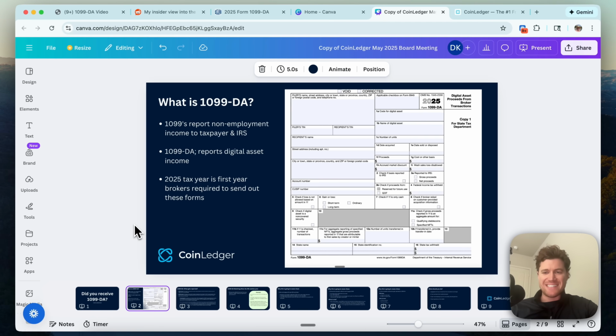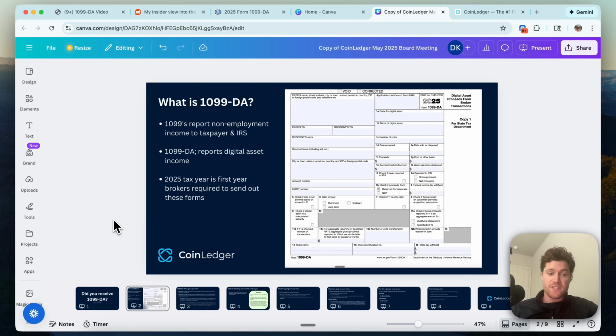What is 1099-DA? So first of all, 1099s, generally speaking, are used by the IRS as an enforcement mechanism, and they report non-employment related income to both the taxpayer and the IRS. For example, you might be used to getting a 1099 from your stockbroker, like Robinhood or E-Trade, and that 1099 shows you your gains and losses that you incurred trading stocks. Well, now the same form is coming to crypto under the name of 1099-DA, or digital asset.